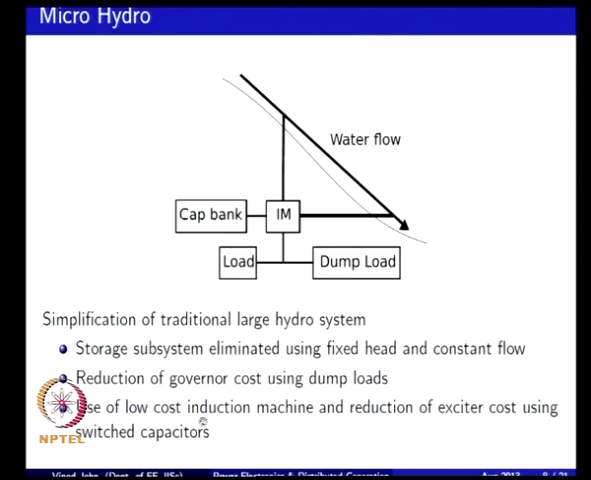Then you could also, for example, replace the machine. An induction machine is cheaper than a synchronous machine. So, replace the synchronous machine with an induction machine, which means that you have a cost reduction in terms of the exciter not being there. The excitation in this case is provided by a bank of capacitors, so it would be a self excited induction machine. For a variety of these reasons, people are starting to look at the possibility of small hydro where it is possible.